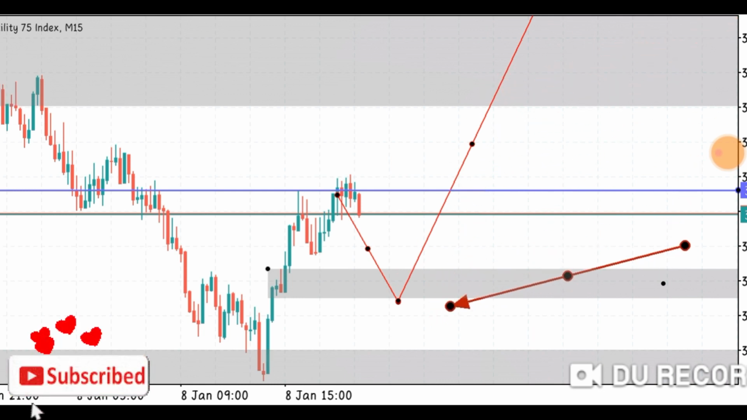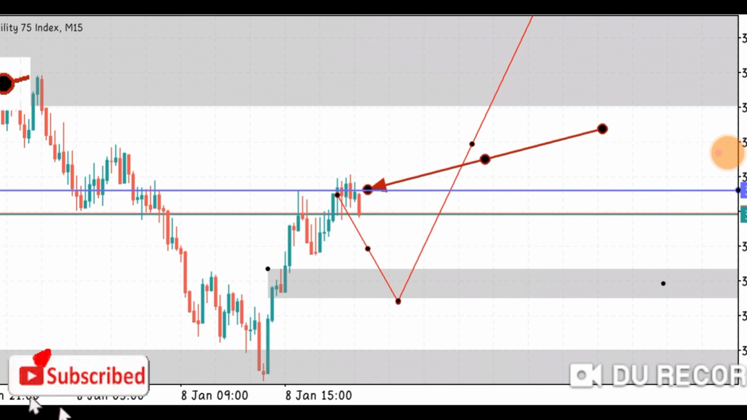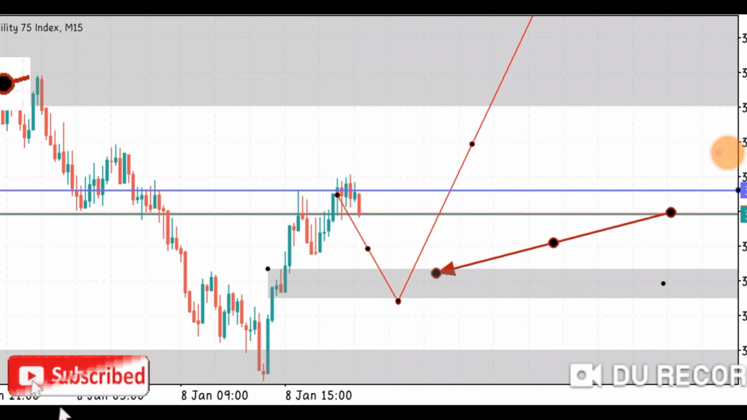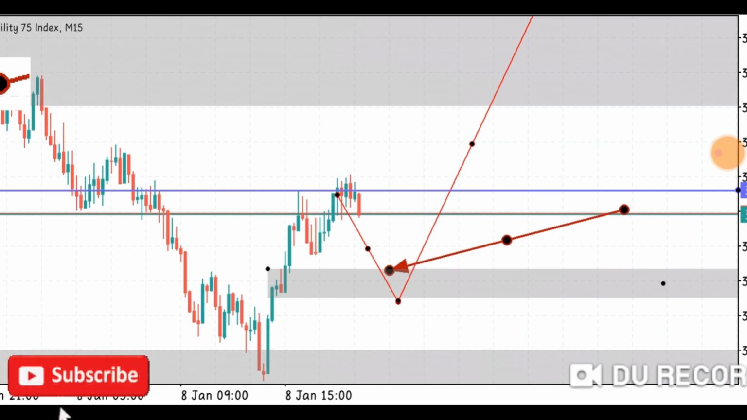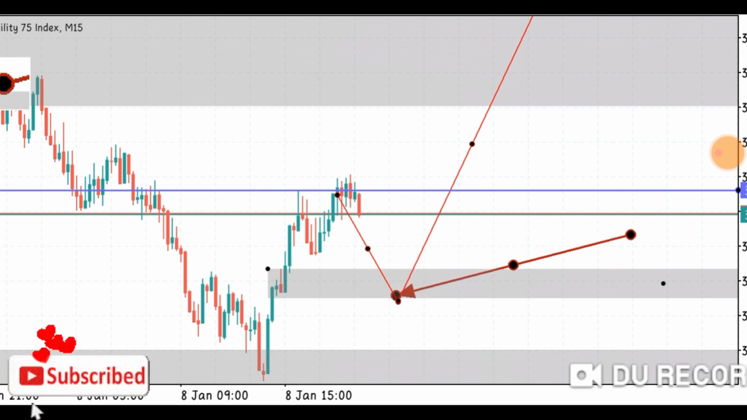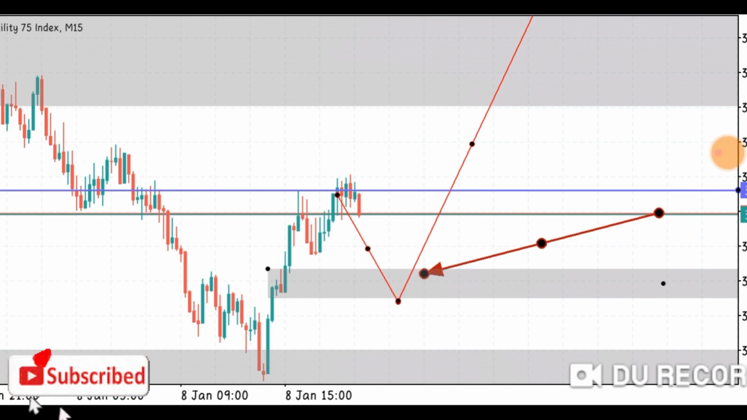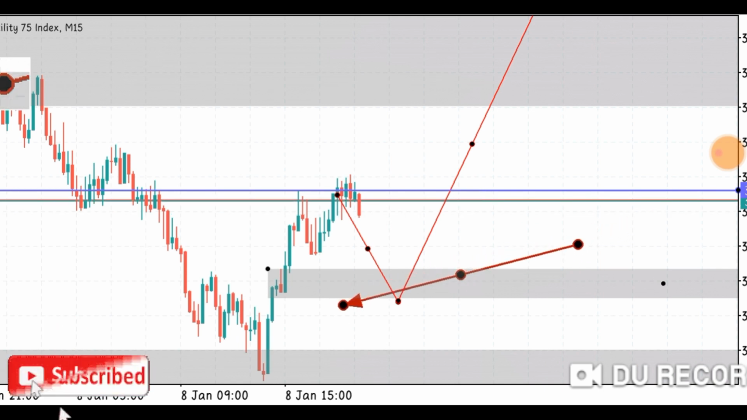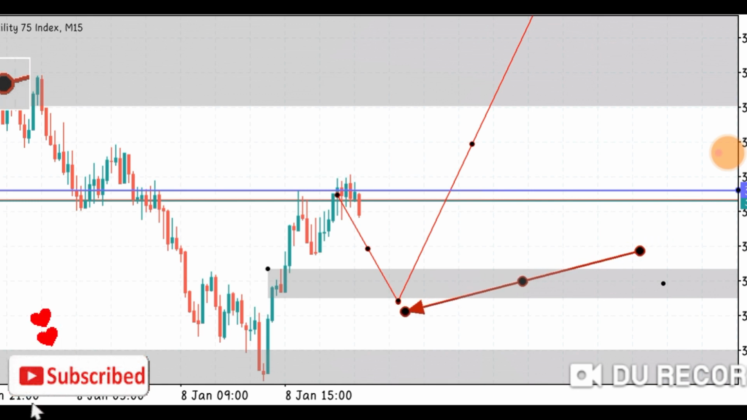So those are the points where you can join the trade. You don't just jump into the trade. You look for a point of interest, the lowest price where you can jump into the trade, and set your stop loss just below this point here.